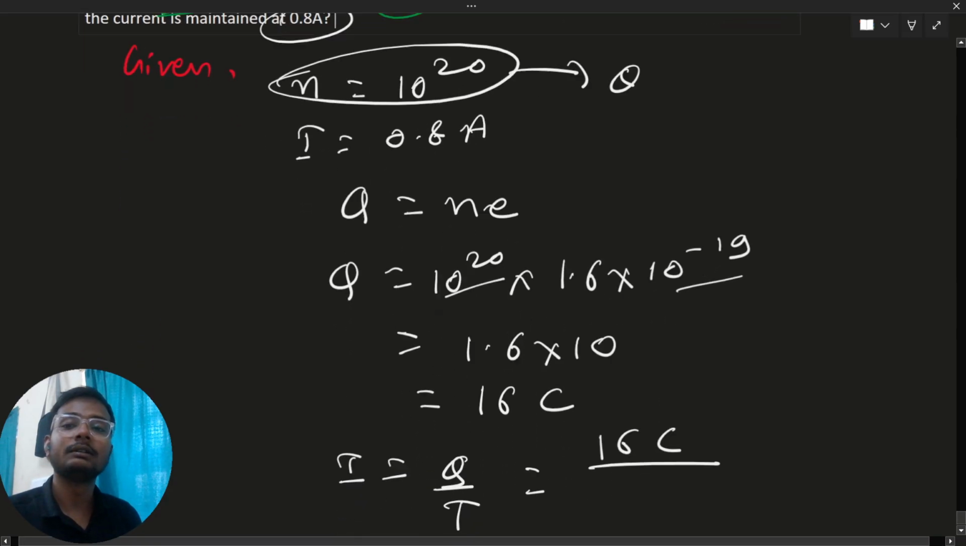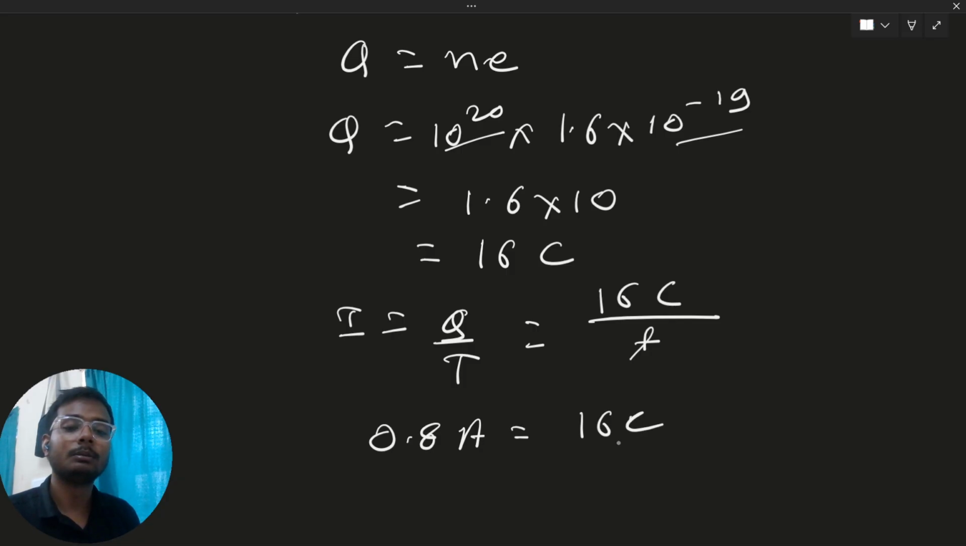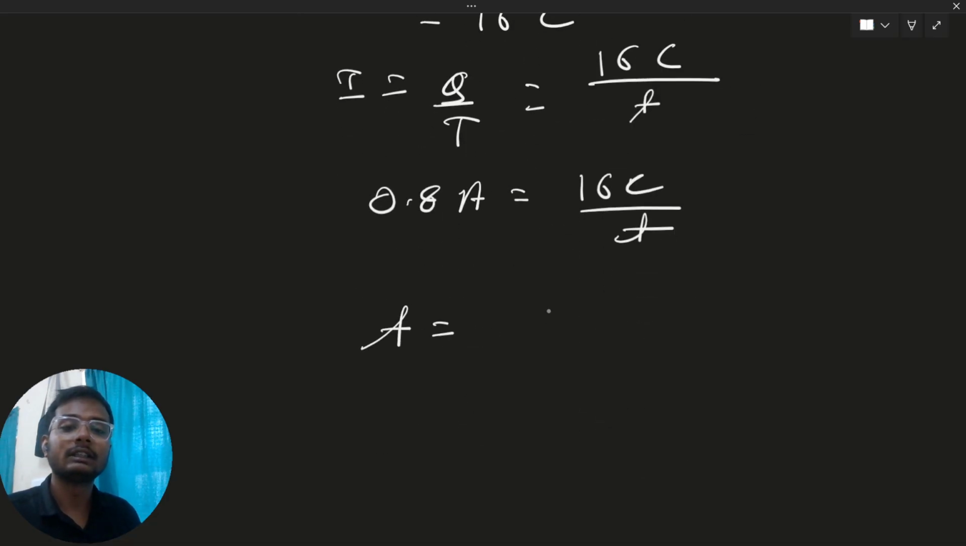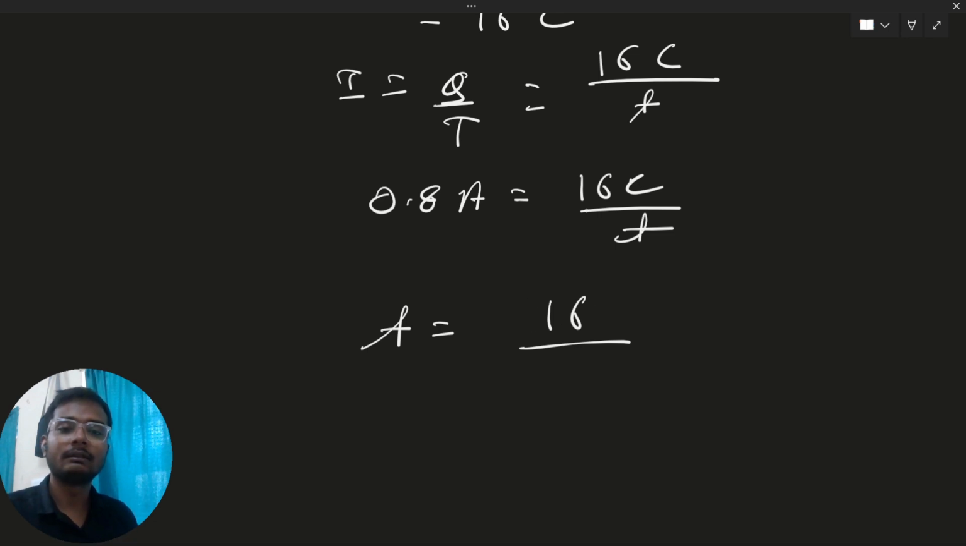No, time is not given. Current is given. So 0.8 ampere current equals 16 coulomb of charge divided by time. From here, if we try to find the time, I can get 16 divided by 0.8. Since everything is in SI units, I need not bother about the unit now.